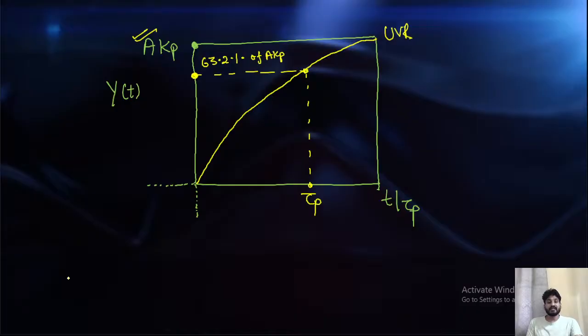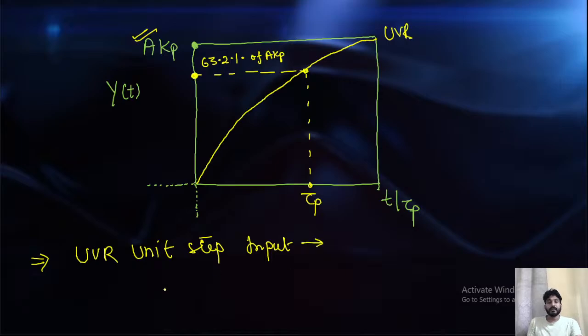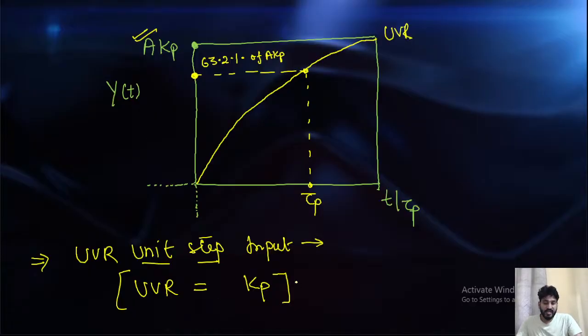Okay, and very simple, what is the UVR of unit step input? It is very simple. You have to put only one value, that is A equal to 1. Right? So UVR, what is it? KP. For unit step input, we know that magnitude will be 1. So it is 1, then it is KP. So KP is my ultimate value of response of the step input. Yes or no? It is clear to you or not, guys?